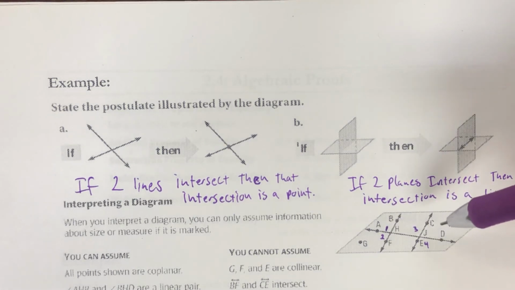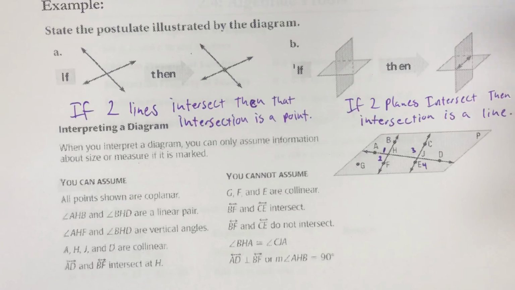They are not marked. And the last thing that we'd like to talk about is we cannot assume that angles are right angles unless they're marked with a box, and nor can we assume that angles are congruent unless they are marked with a tick mark. So those are some things we can and can't assume. Make sure you kind of familiarize yourself with that, and that's all we got.